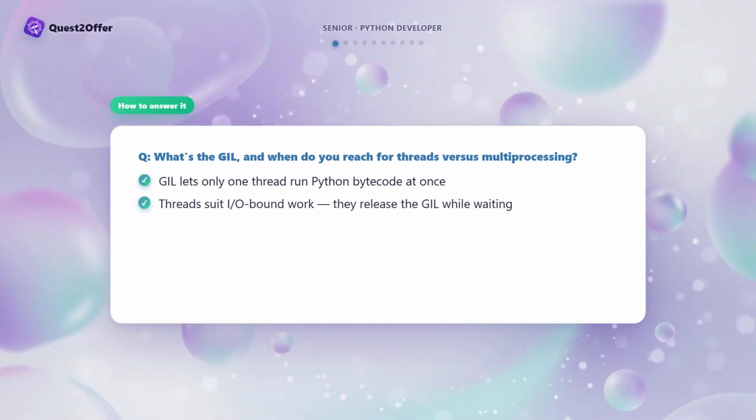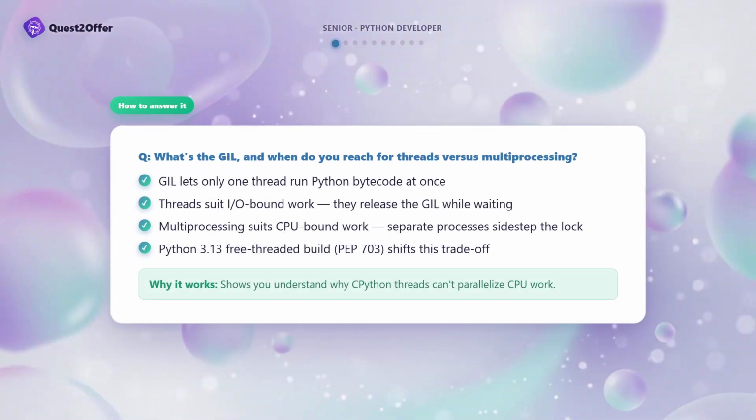The GIL is a lock in CPython that lets only one thread run Python bytecode at a time, so threads can't run CPU-bound work in true parallel. Use threading for I/O-bound work, network calls, disk, where threads release the GIL while waiting. Use multiprocessing for CPU-bound work, since separate processes sidestep the lock entirely.